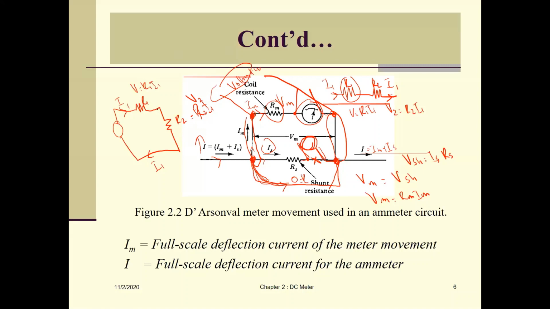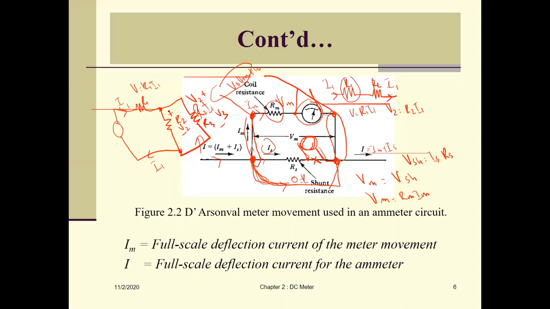But if we put another resistor here, for example R3, then V2 equals V3 here. Clear? So the voltage in parallel will be the same. You tap here, the voltage here, so V2 equals V3.